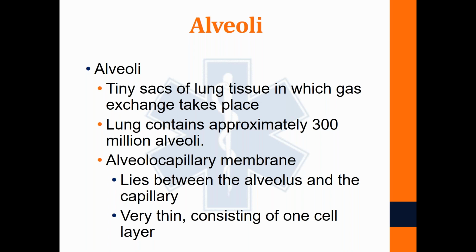Why do you think that is? What's the benefit to that? More surface area. Yeah, we have more surface area. If we have more surface area, that means that oxygen-rich alveoli has more room to have contact with those capillary beds, those pulmonary capillary beds that are oxygen poor, so we can actually have more gas exchange take place.